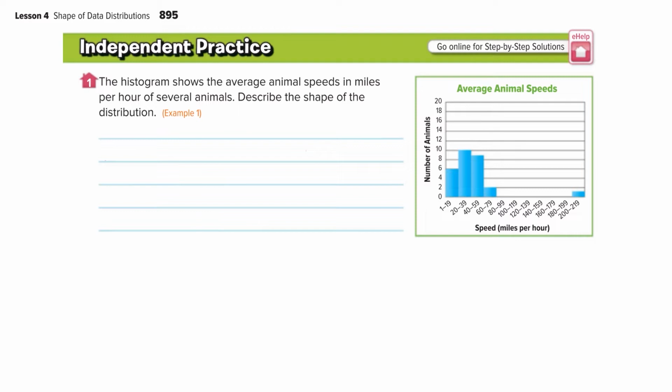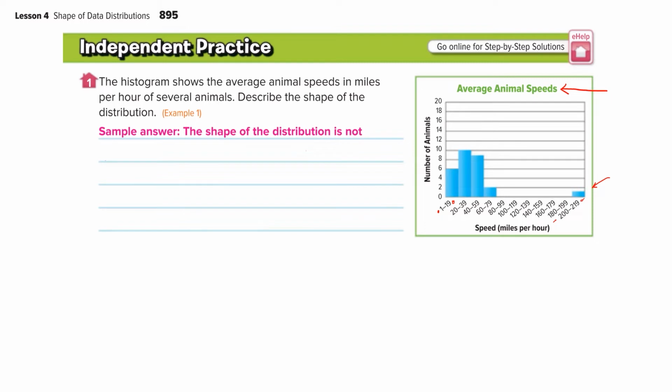When we take a look at the graph, we see that we are graphing average animal speeds. And the slowest animal is going between 1 and 19 miles an hour, all the way to 200 and 219 miles per hour. So that is a very fast animal. Let's describe the data.